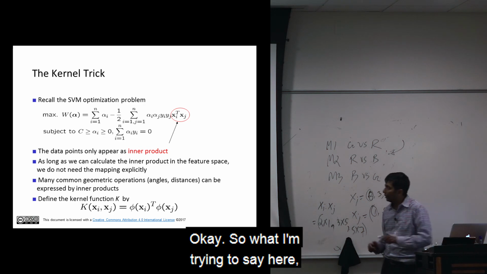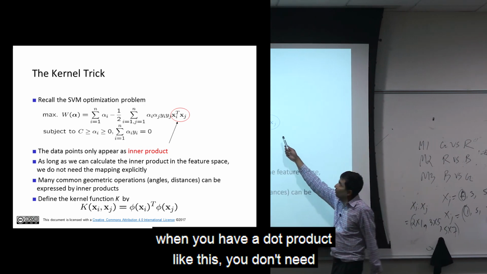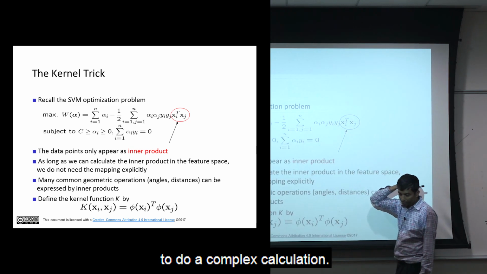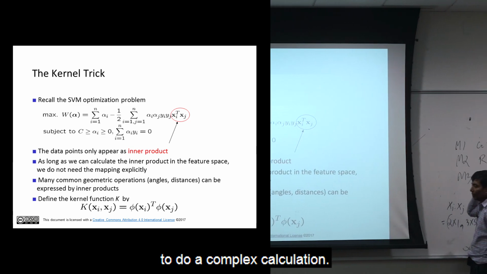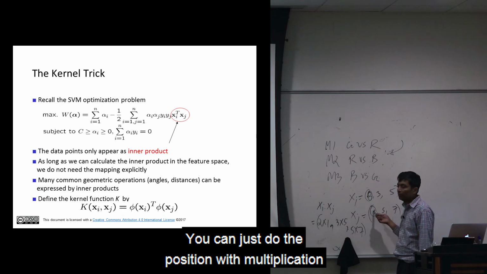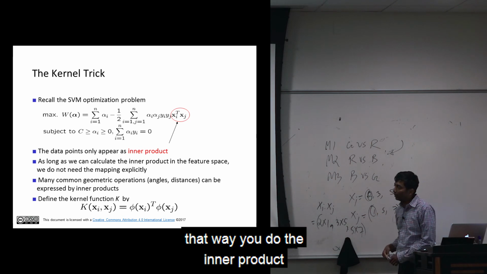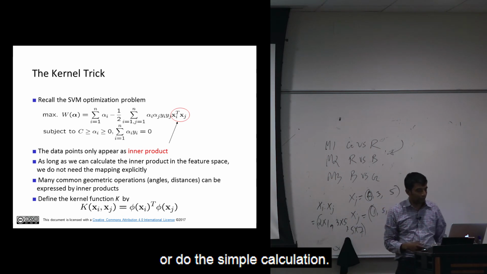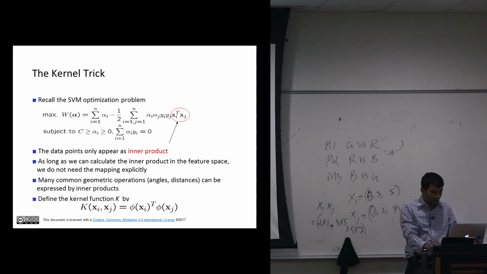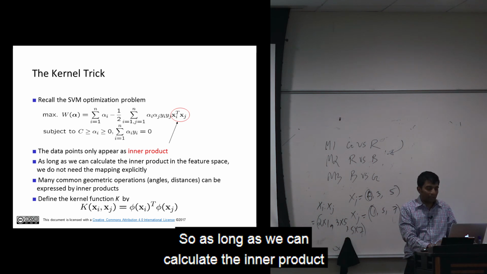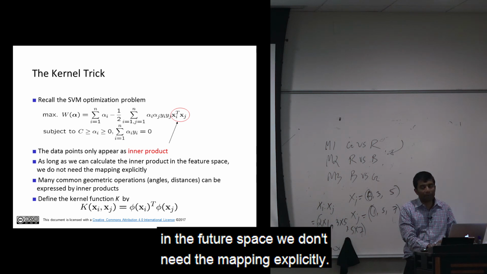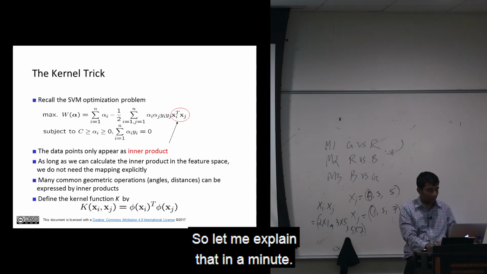What I'm trying to say is, when you have a dot product like this, you don't need to do a complex calculation. You can just do the position-wise multiplication. That way you do the inner product with a simple calculation. So as long as we can calculate the inner product in the feature space, we don't need the mapping explicitly. That's our goal. Let me explain that in a minute.